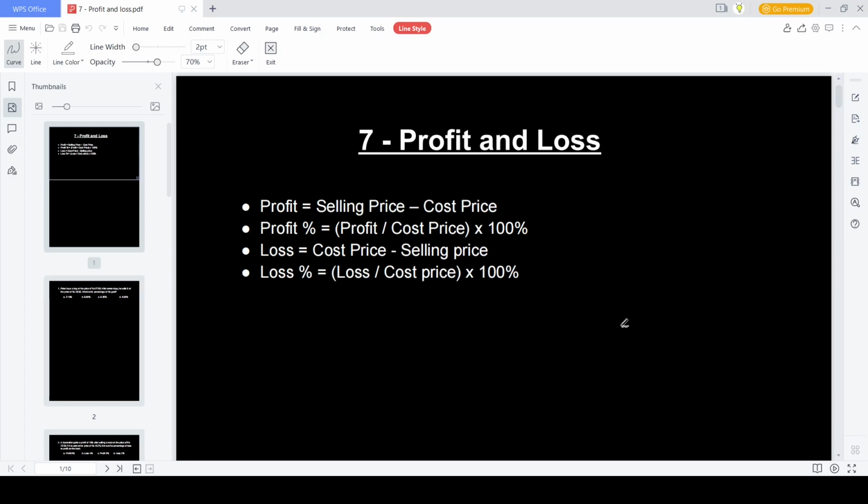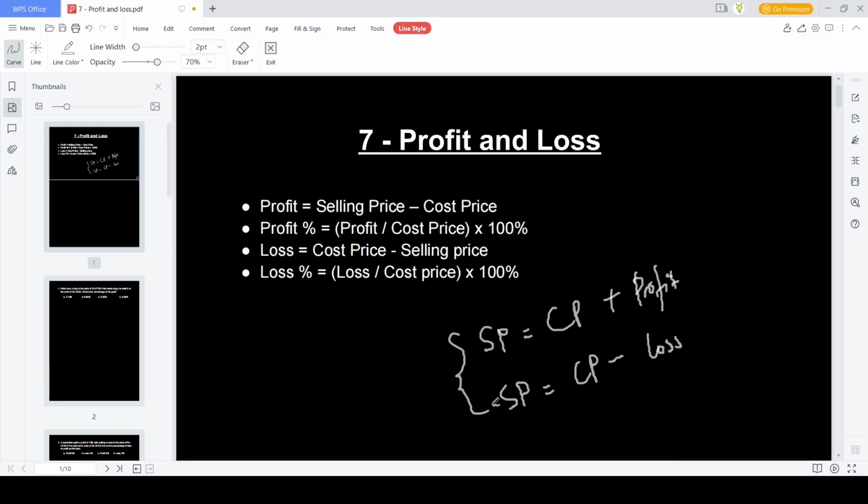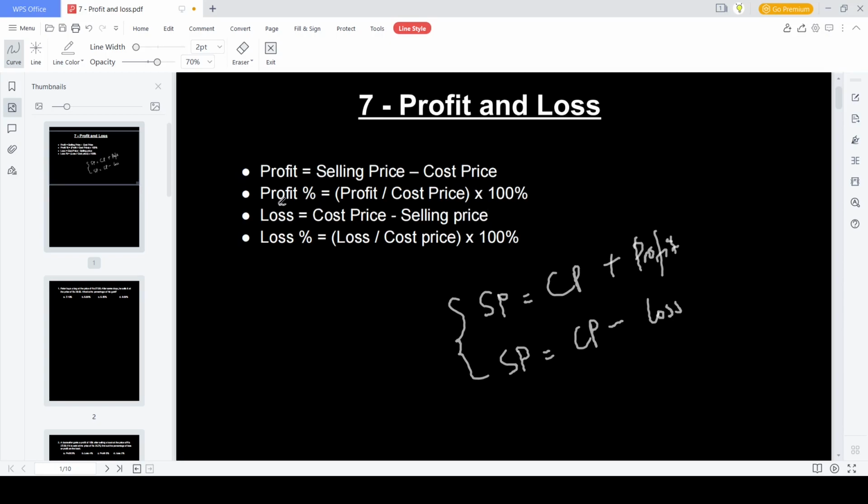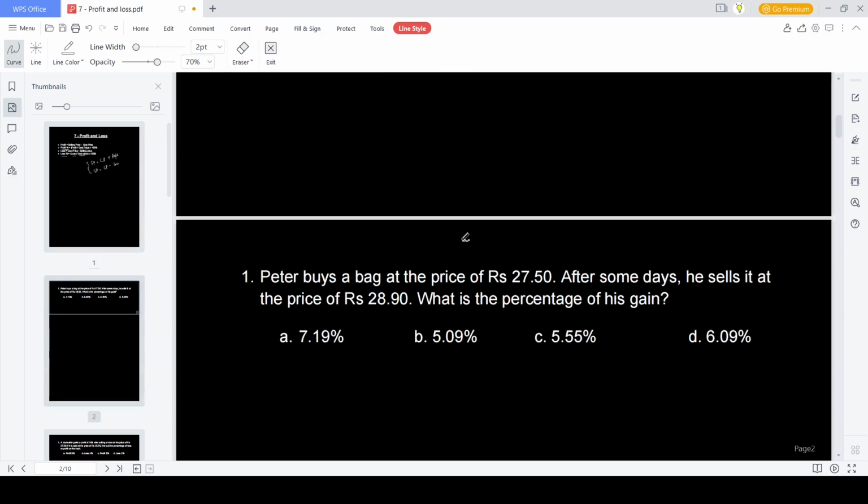Today's topic will be profit and loss, a very small topic. There is one equation we need to know: the selling price is equal to the cost price plus the profit. And if it's negative, then it's the cost price minus loss. These two things we'll keep using. Profit percentage is profit by cost price into 100, and loss percentage is loss by cost price into 100. That's all. Let's get into the questions.